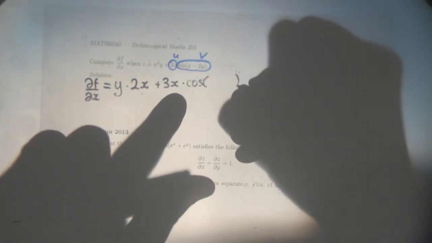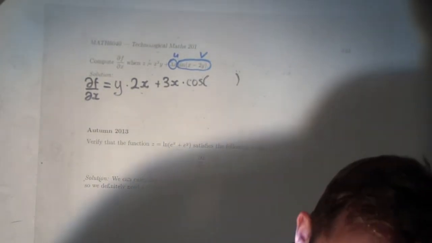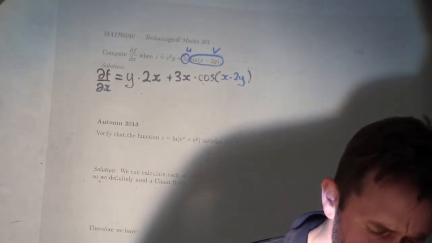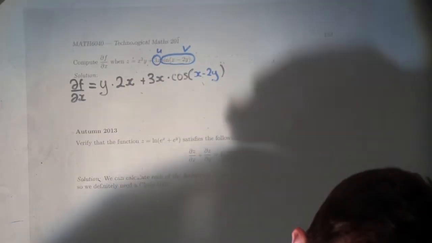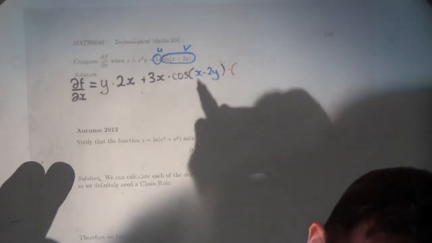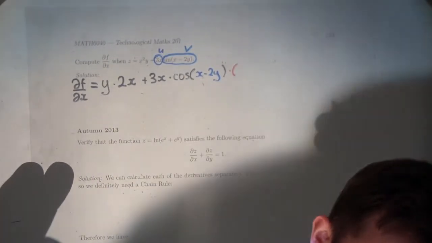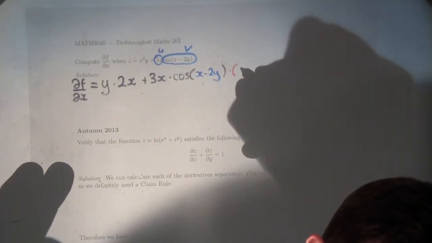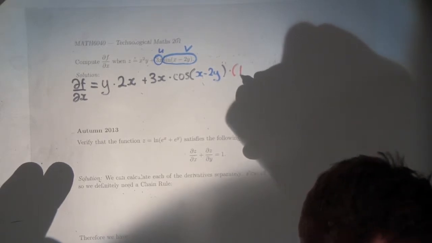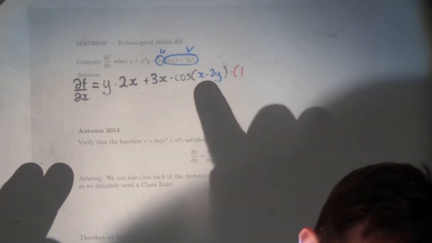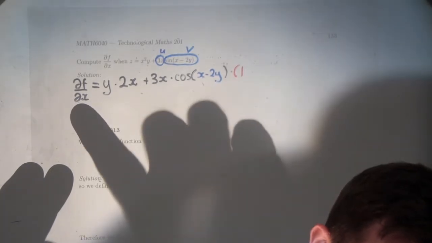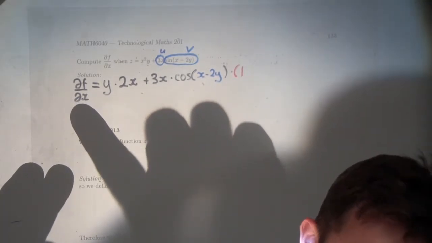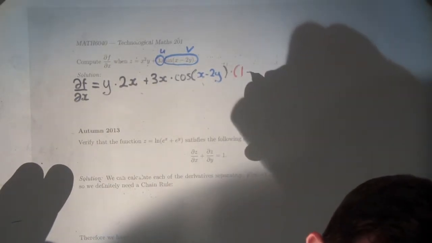Evaluated at the inside, which is x minus 2y, times the derivative of what's inside. What is the derivative of x with respect to x? 1. What is the derivative of minus 2y with respect to x? 0, because it's all just y's.